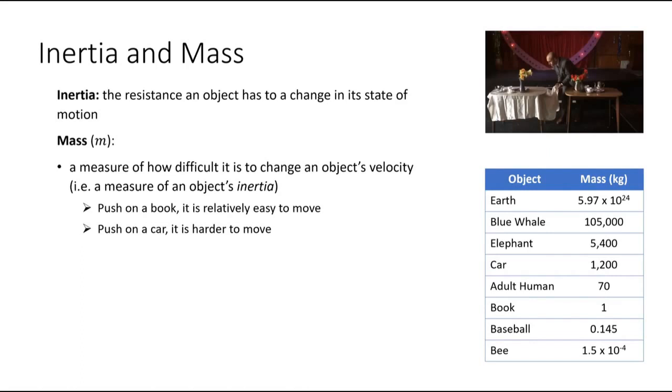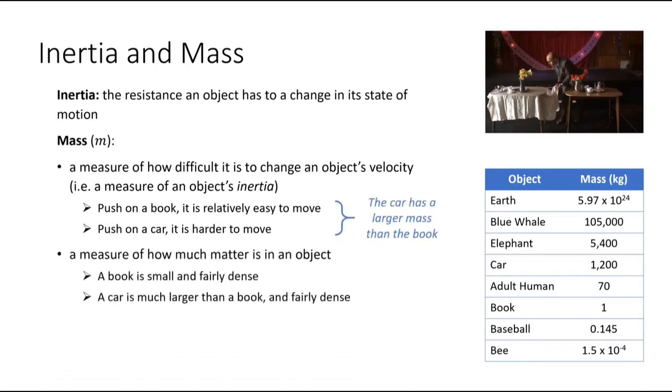Okay, so the way I like to think about this is if you push on a book, it's relatively easy to move, and if you push on a car, it's much harder to move. So to me, that means that the car must have much more inertia than the book. In other words, the car has more mass than the book. All right, and so that makes sense, right? That correlates to our understanding of mass that you probably have from other classes.